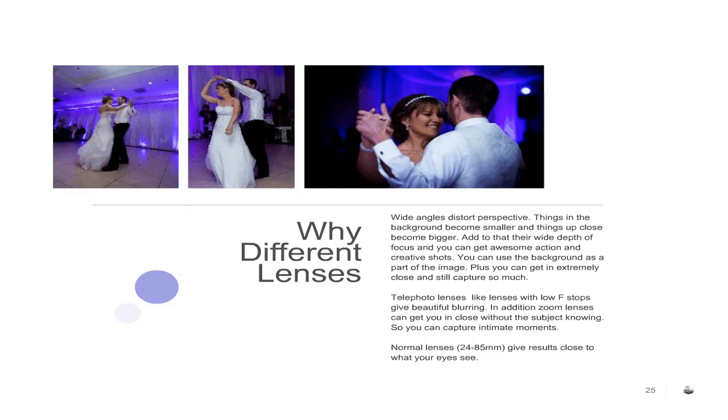I brought up in the last slide different lenses. So why different lenses? Because different lenses bring up different creative abilities. They have different distortion effects and different things, the effects that they bring to an image. For example, a wide angle really distorts perspective. A zoom lens can really allow you to get in close and it can add a nice bokeh. A normal lens can capture the image as a normal eye sees it.